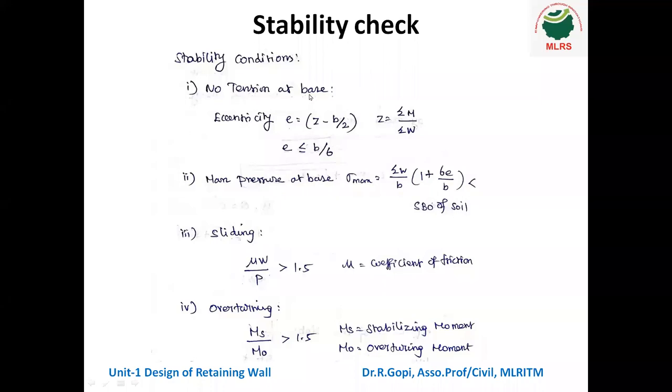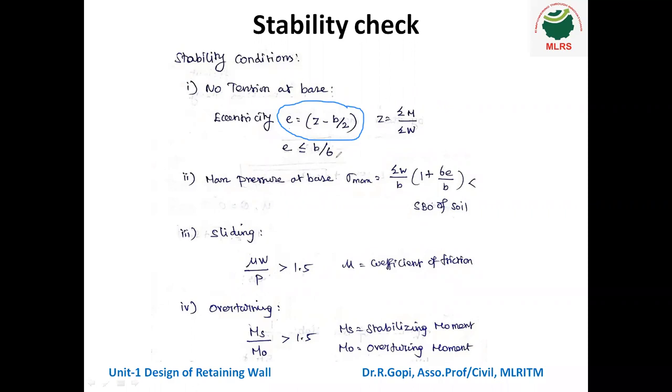So, no tension at the base. We already know that brittle materials are vulnerable when tension forces occur. So for that, the eccentricity of the force should be within the limit, that means the B by 6 value. The eccentricity e is equal to z minus B by 2. This is the formula to calculate the eccentricity, where z is equal to summation of M divided by summation of W. M is nothing but moment and W is nothing but weight. So summation of M divided by summation of W minus B by 2 is the eccentricity formula. This eccentricity should be less than or equal to B by 6.